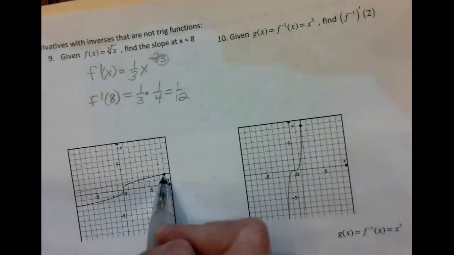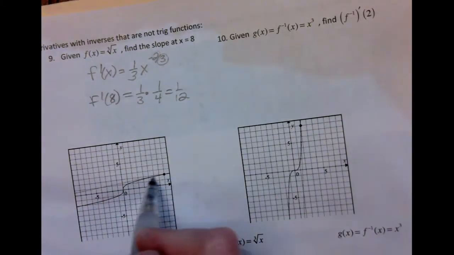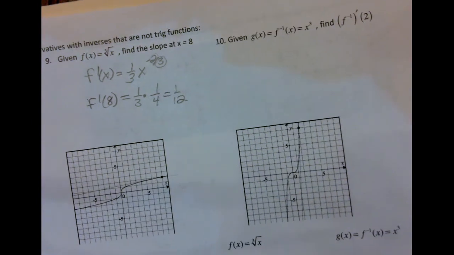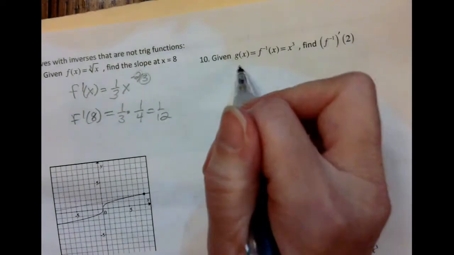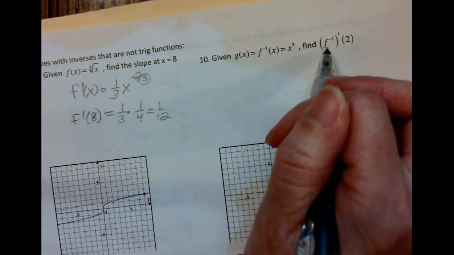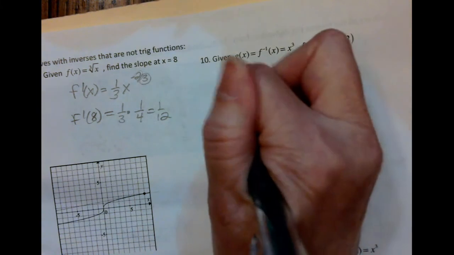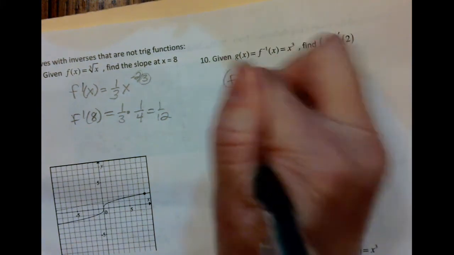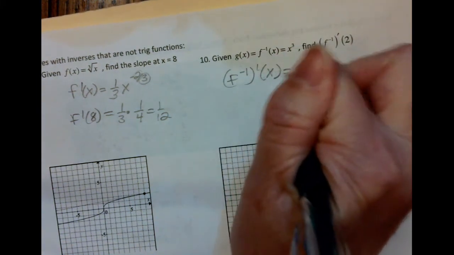If we look at 8, that definitely looks like a slope of 1/12. That's pretty flat. Now the inverse function is x cubed. I'm going to find f inverse's derivative. Let's find f inverse's derivative first at x.